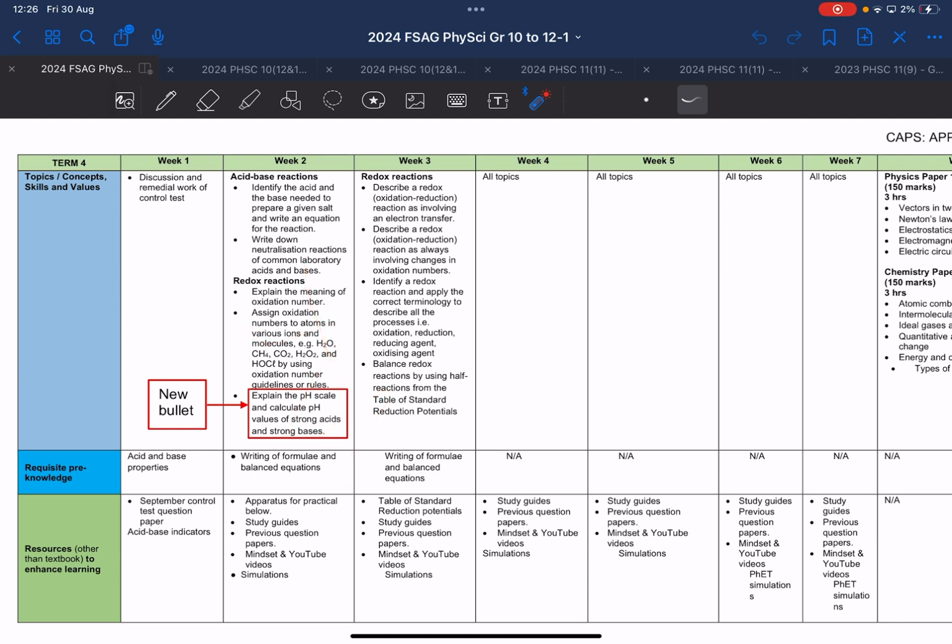Now, why do I do this? Why do I give you more work to study? 2 reasons. Reason number 1 is then you study for it now in September and you study for it end of the year. So then you'll do better end of the year because you've studied it twice.